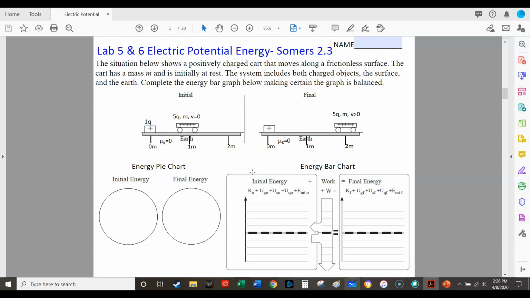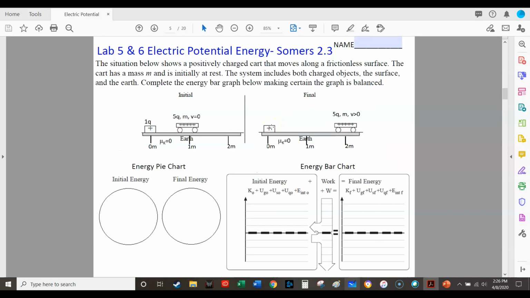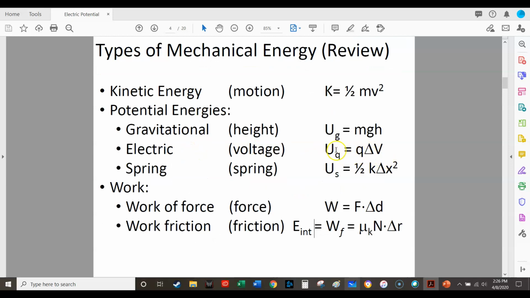So we're back. Let's think about the types of energy being applied to the cart initially, and also the level of energy that we're going to be working with. Initially the cart is right here at the 1 meter mark, and it is not moving. So the cart has no kinetic energy. It is not a height off the ground. This 1Q charge is creating a voltage at the 1 meter mark, so it does have electric potential energy.